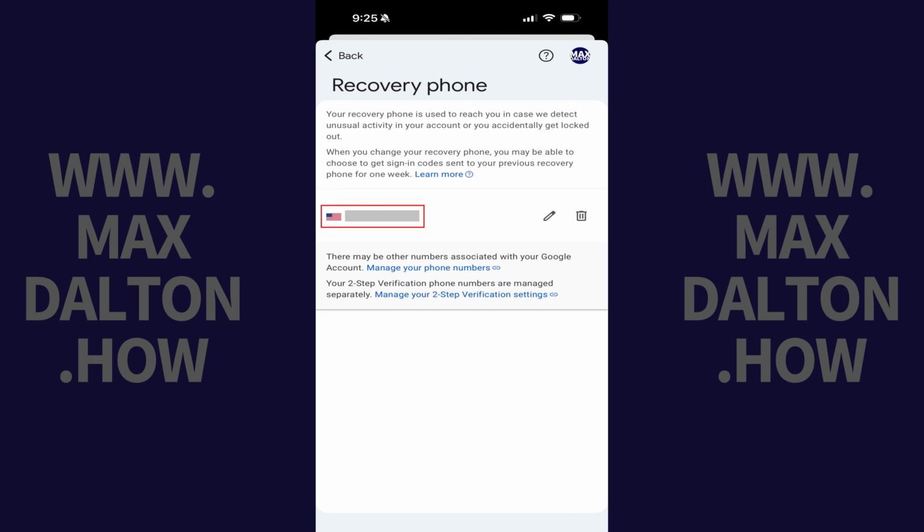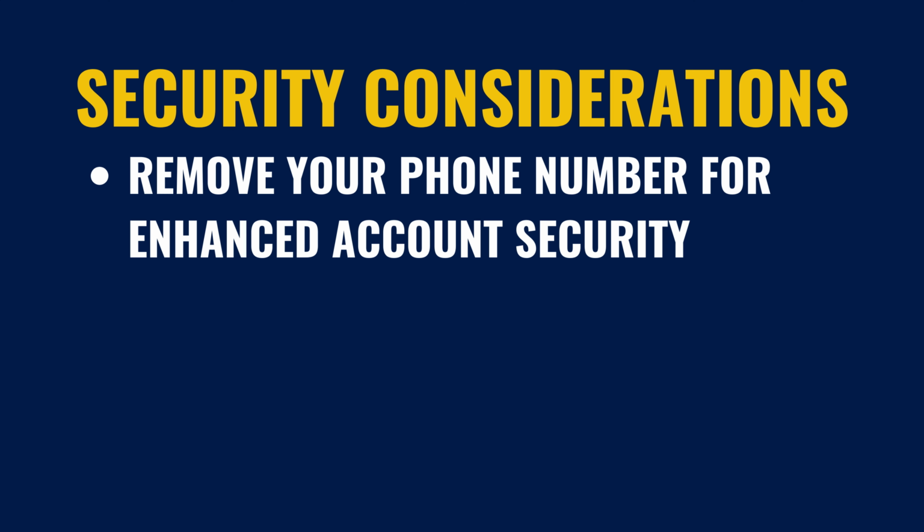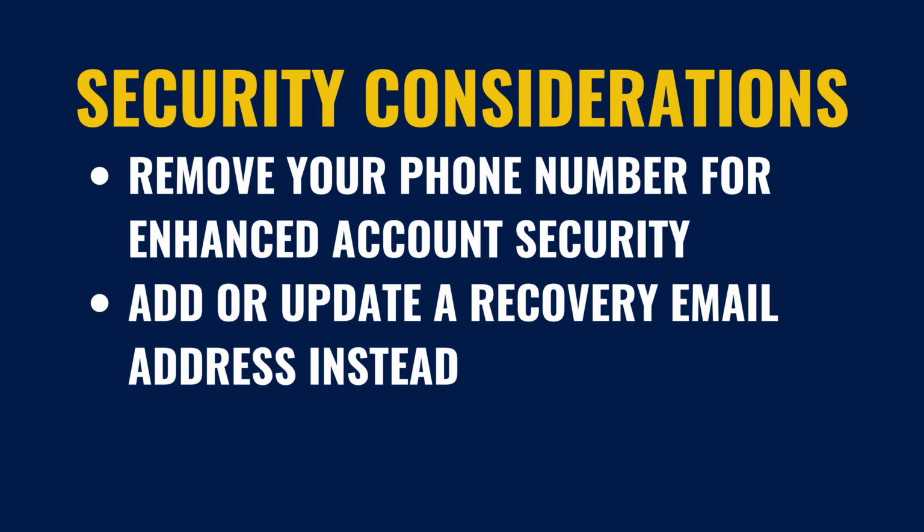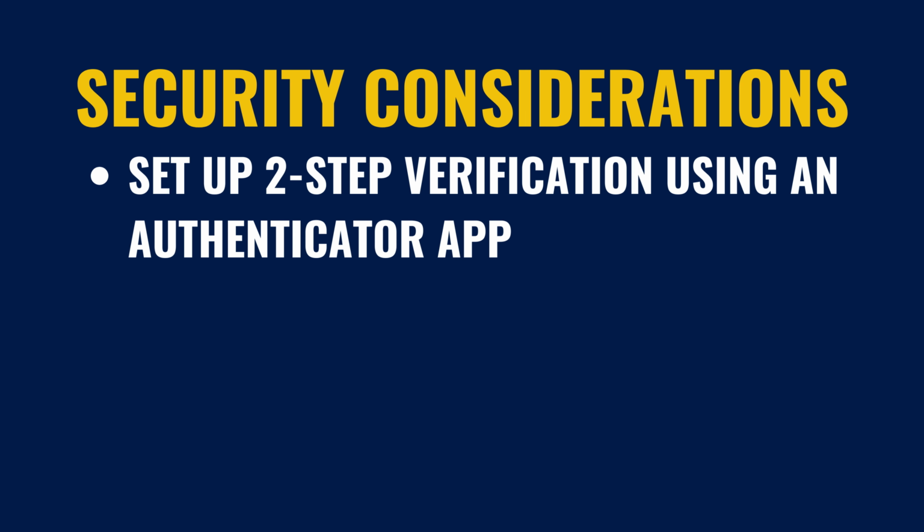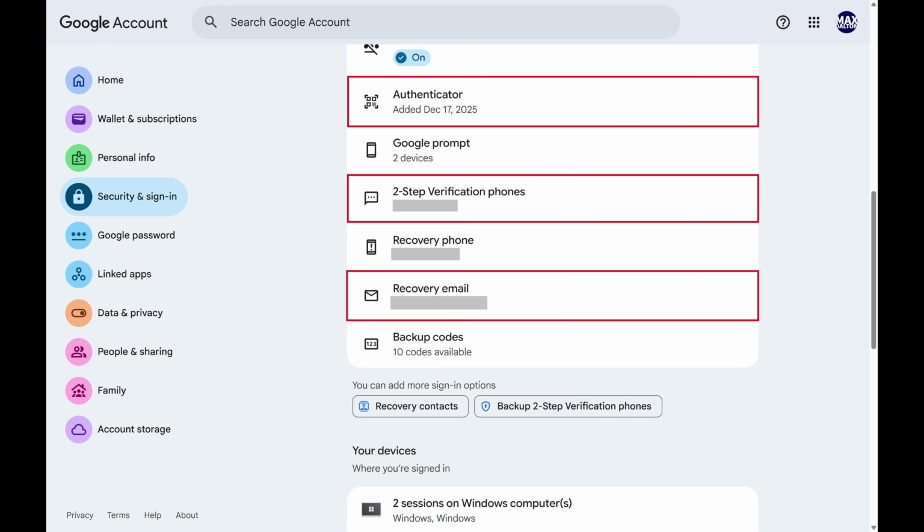After verifying your identity, tap the trash can icon next to your phone number and then confirm you want to remove it. If you are removing your phone number for security reasons but still want a backup way to get into your account, you should consider adding or updating a recovery email address or setting up two-step verification using an authenticator app. You can find both of these options right in that same security and sign-in menu.